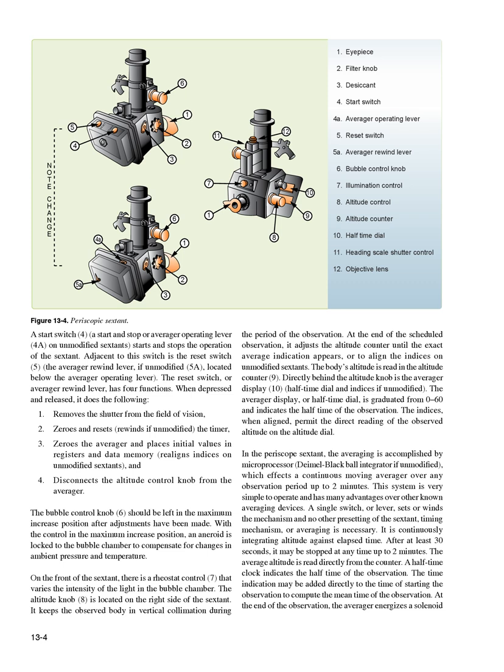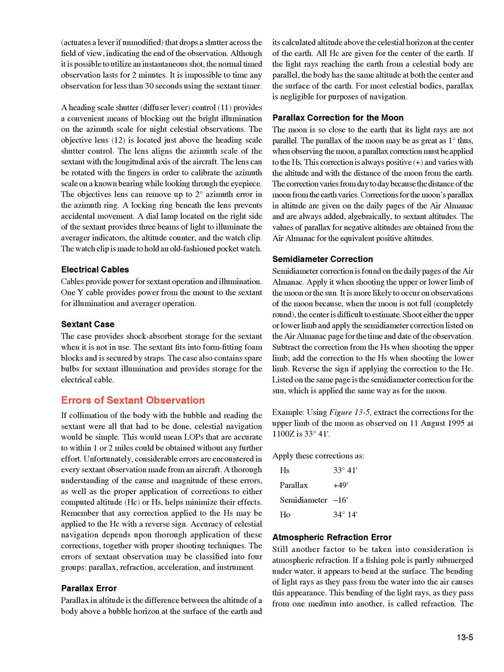After at least 30 seconds, it may be stopped at any time up to 2 minutes. The average altitude is read directly from the counter. A halftime clock indicates the halftime of the observation. The time indication may be added directly to the time of starting the observation to compute the mean time of the observation. At the end of the observation, the averager energizes a solenoid.